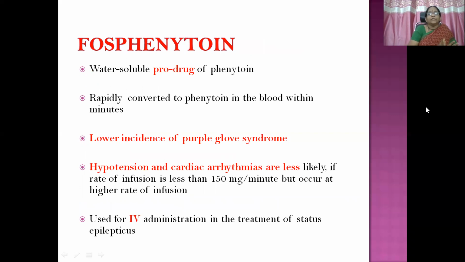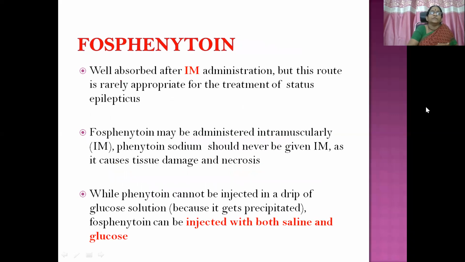Then that is about phenytoin. Hope you can remember phenytoin very well. Fosphenytoin is a water-soluble prodrug of phenytoin, rapidly converted to phenytoin in the blood within minutes, with a lower incidence of purple glove syndrome. So it is a better molecule when compared to phenytoin. Hypotension and cardiac arrhythmias are also less likely, and it can be used for IV administration in the treatment of status epilepticus, unlike phenytoin. There is no purple glove syndrome with this.